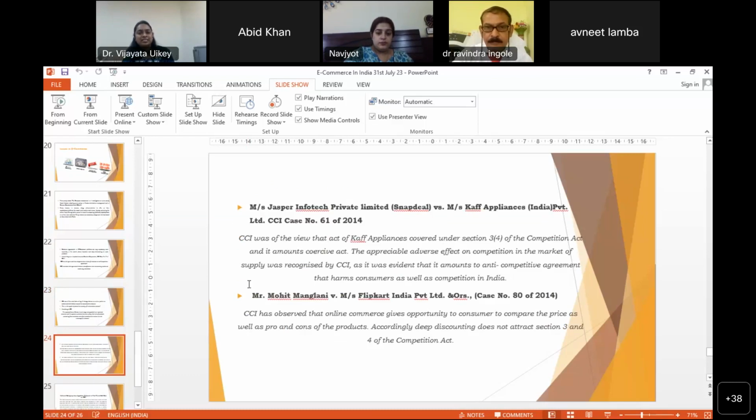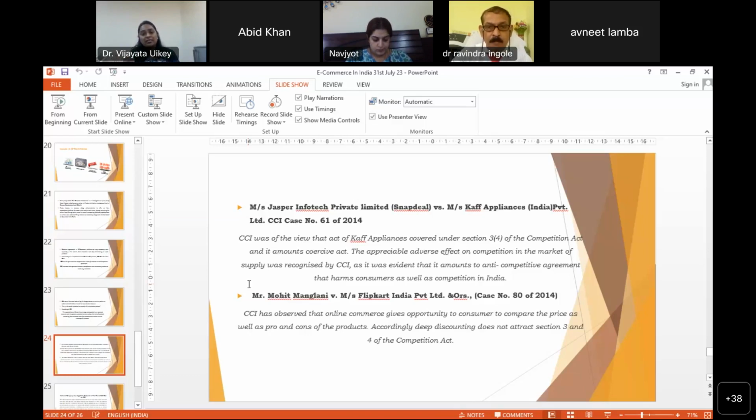Now again, one of the cases is Snapdeal versus Calf Appliances. अब इसमें थोड़ा सा उल्टा अप्रोच था। काफ अप्लायंसेस इलेक्ट्रॉनिक अप्लायंसेस की कंपनी है, जहाँ काफ अप्लायंसेस ने कह दिया कि अगर कोई भी प्रोडक्ट्स ऑनलाइन सोल्ड हो रहा है तो we will not provide the warranty card and we are not liable and accountable for all such things. So Snapdeal बन गया informant and has approached the CCI that it is facing coercive action by Calf Appliances. Now what is the opinion of the CCI on it?